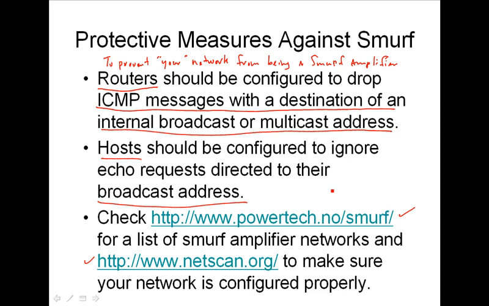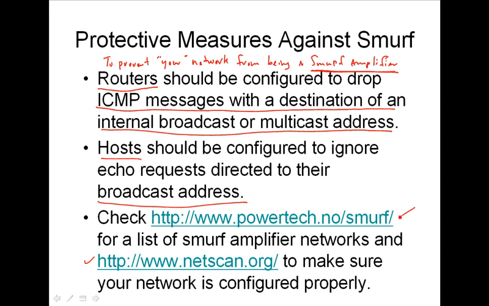So think about this for a little while. It's one of those things that has a certain beauty to it. They are effective. And the main reason they're effective is some network administrators haven't properly configured their networks, and therefore their networks can become Smurf amplifiers.